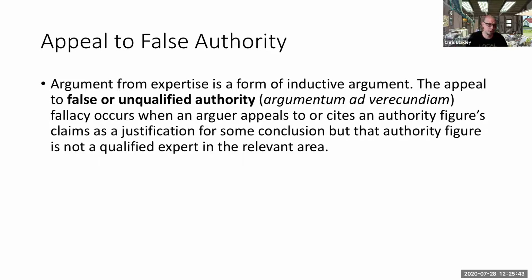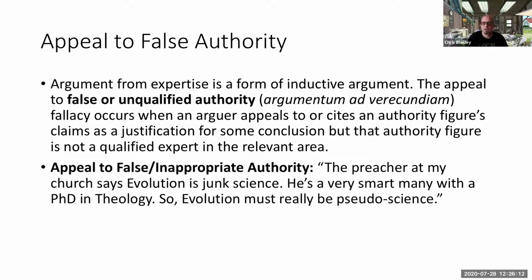So a fallacious appeal to authority occurs when the arguer appeals to or cites an authority figure's claims as justification for the truth of some conclusion, but they're an authority figure. They may be an authority figure, but not in the relevant or right way. So here's my example, and this will drive home the point of what I mean by the right kind of expert for the subject matter. So the preacher at my church says evolution is junk science. He's a very smart man with a PhD in theology, so evolution must really be pseudoscience.